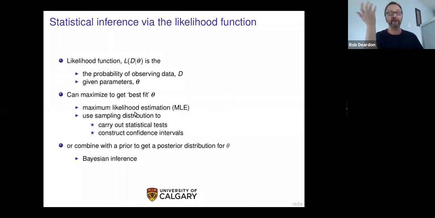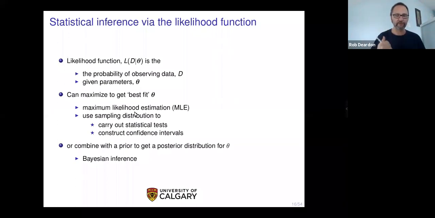So like I say, we've got this likelihood function. We could maximize it. It's very easy to do. We could make the assumption that our maximum likelihood estimates are asymptotically normal, and then we can use the sampling distribution to carry out statistical tests and construct confidence intervals in the usual way. Although that's very easy to do for the analysis I'm talking about now, it's going to be more difficult later on.